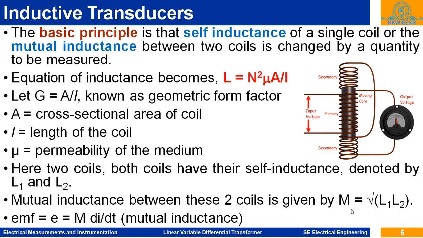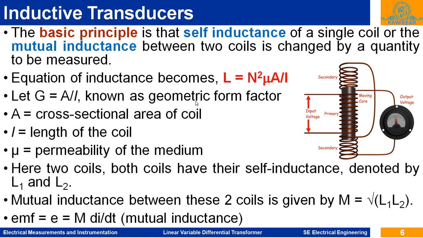Okay, so we'll revise this. LVDT is an inductive transducer, and now what is the basic principle of an inductive transducer? The basic principle is that the self inductance in a single coil changes, or the mutual inductance between two coils is changed by the quantity to be measured. The equation of inductance is L equals N squared mu A by l.